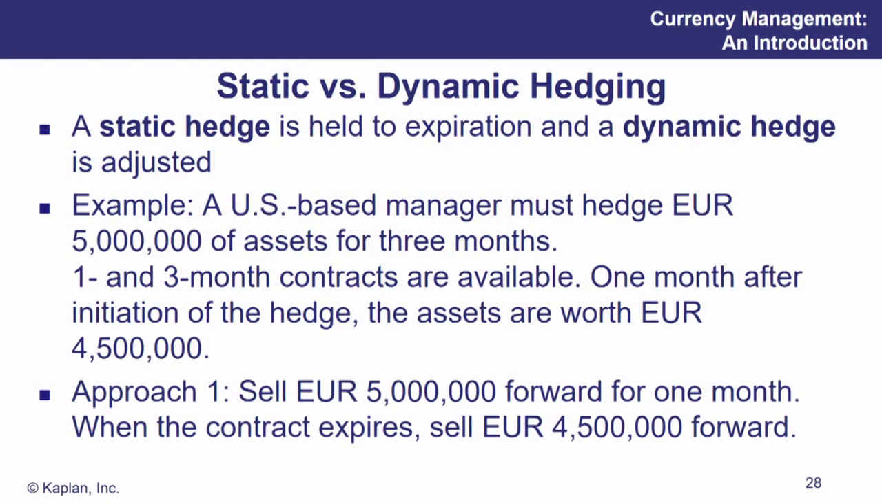Okay, now let's talk about some hedging. A couple different types. We can delineate them starting off by calling them static versus dynamic hedges. A static hedge is held to expiration. A dynamic hedge is adjusted along the way.